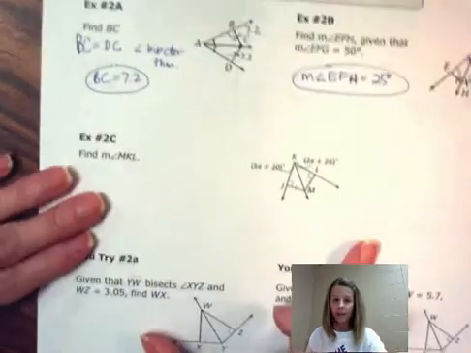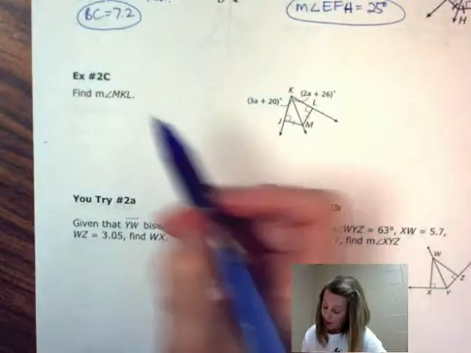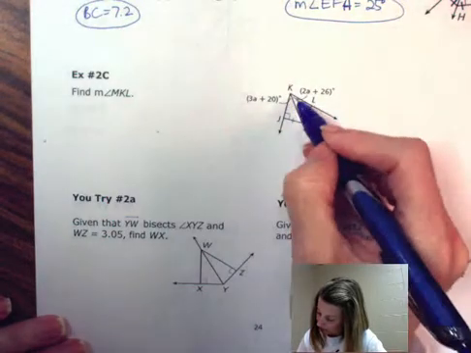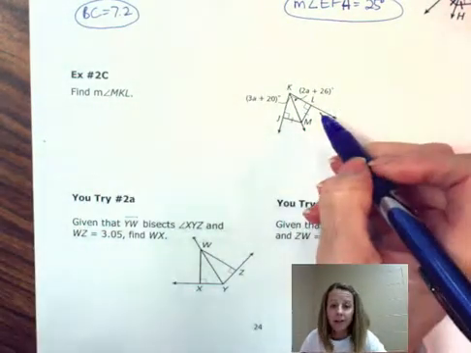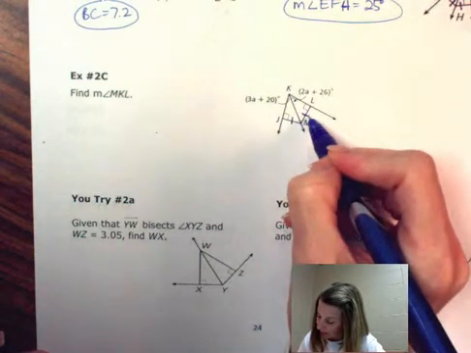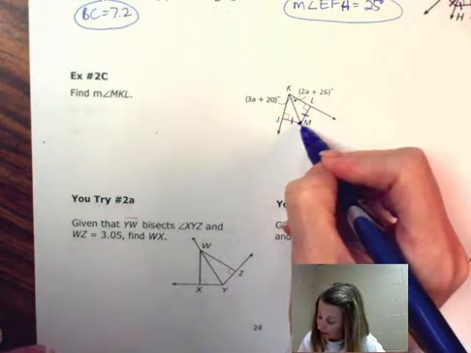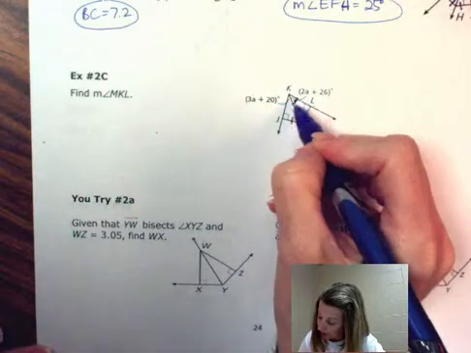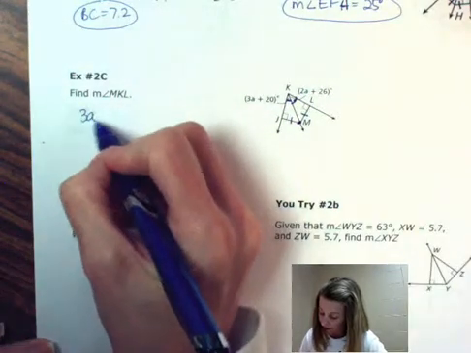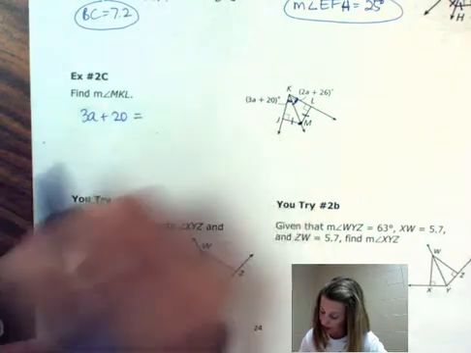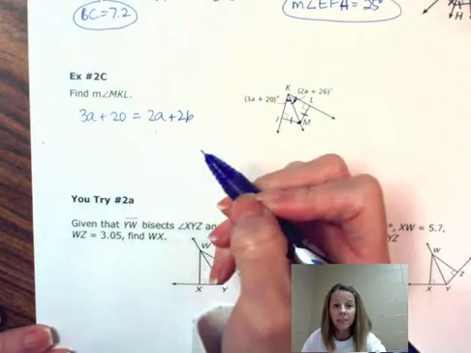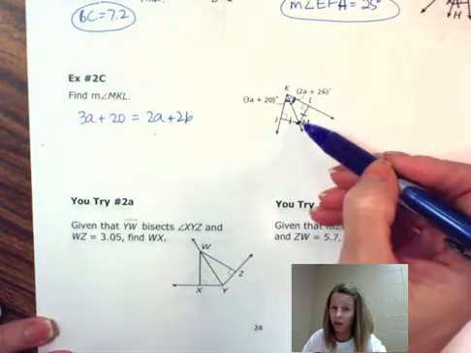Okay, next one, and then I'll have you finish this out with the last two. Find the measure of MKL. MKL is right here, but I have variables. When I look at this, I see equal distances. Therefore, M is on the bisector. If that's true, then these angles are congruent. So I can write this equation: 3a plus 20 equals 2a plus 26. And I can do that because this is showing the converse.